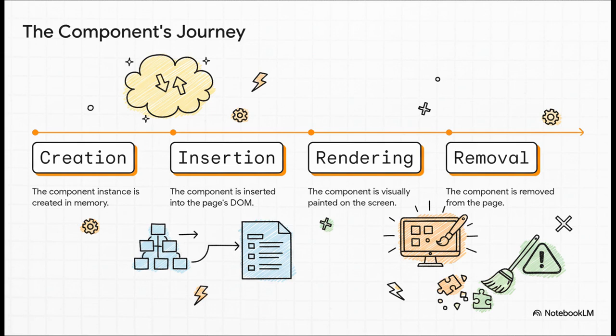So every single component follows this exact same path, no exceptions. First, it's created in memory. Then it gets inserted into the page's structure, what we call the DOM. After that, it gets painted on the screen for everyone to see. And finally, when it's not needed anymore, it gets removed. Simple, right? Let's break down each of these 4 stages.